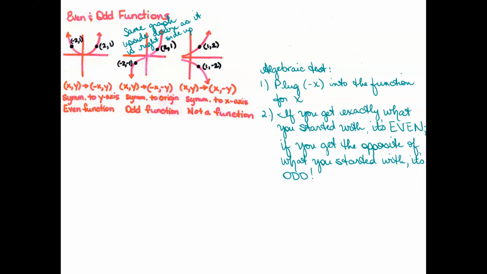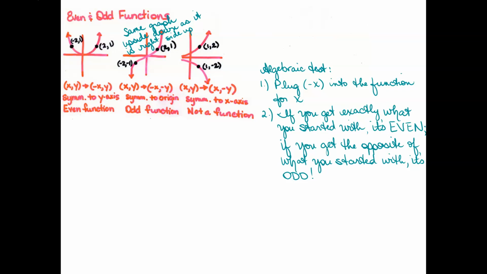We can classify functions as even, odd, or neither. To determine if a function is even, we want to check its graph to see if it's symmetric with respect to the y-axis. That just means that you can fold it on the y-axis and it would fold on top of itself. So for instance, this point (2, 1) would get reflected over to the point (-2, 1). So for every (x, y), I'm going to have a (-x, y).